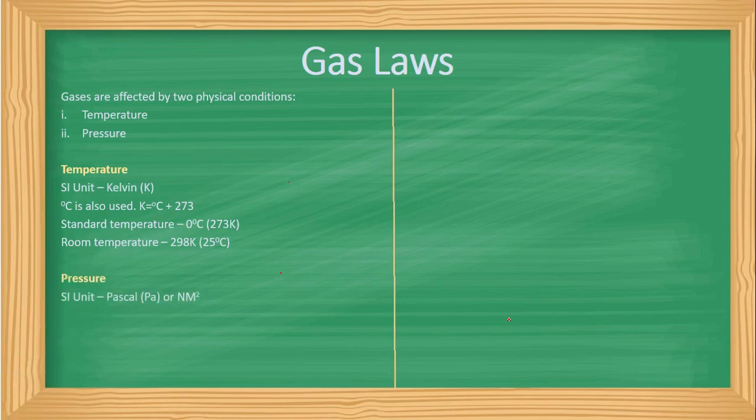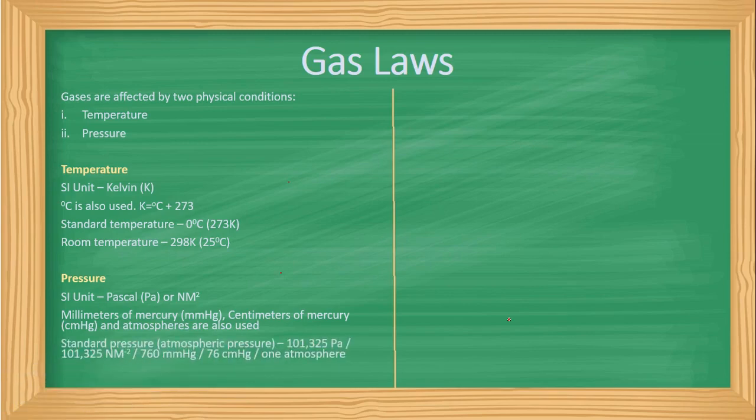Let us look at pressure. The SI unit for pressure is Pascal or Pa, or newtons per meter squared, N/m squared. Millimeters of mercury is also used, centimeters of mercury is also used, and atmospheres are also used. All these are used as measures of pressure.